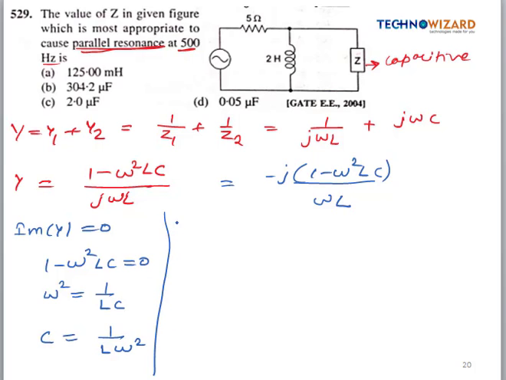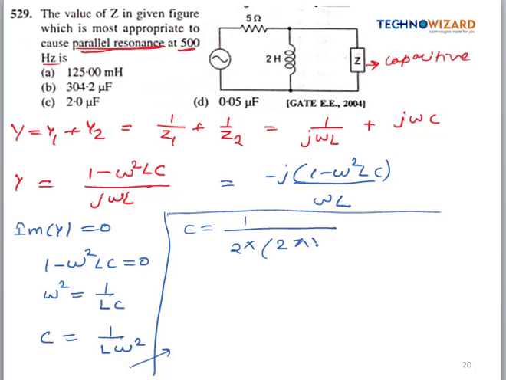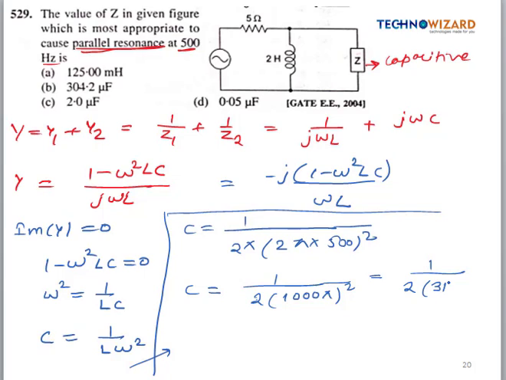So C is equal to 1 by L, given in the question as 2, and omega is 2 into pi into frequency, 500, squared, which is the resonating frequency. After the simplification we are getting the value of C as 1 by 2 into 1000 pi square, and pi is 3.14, so this will be equal to 2 into 3140 square. So this is equal to 0.05 microfarad. Okay, so this is the value of C. So option D is correct.